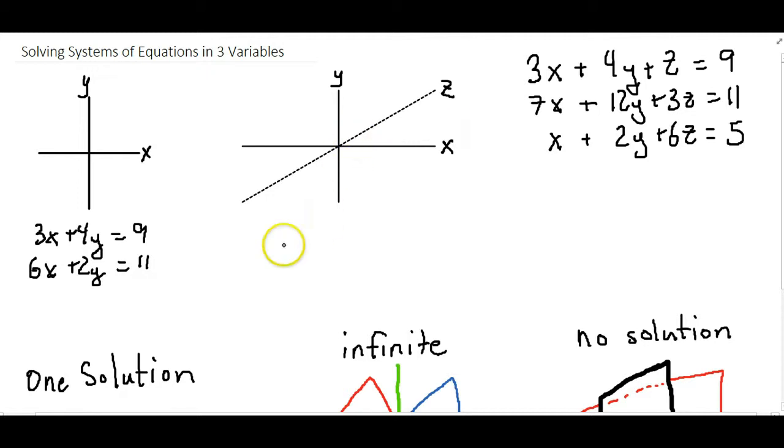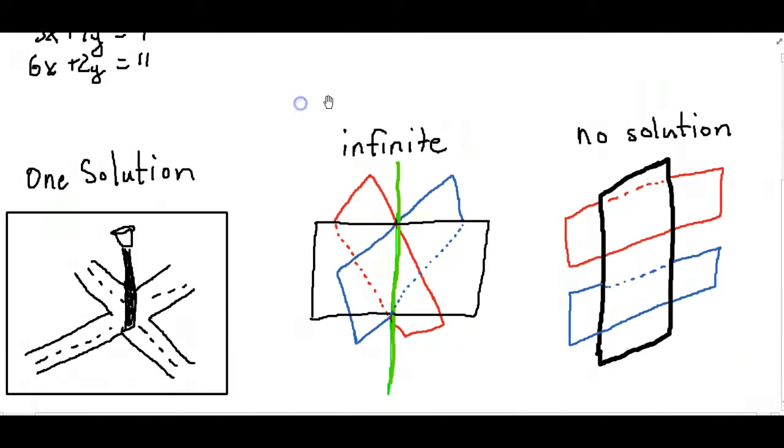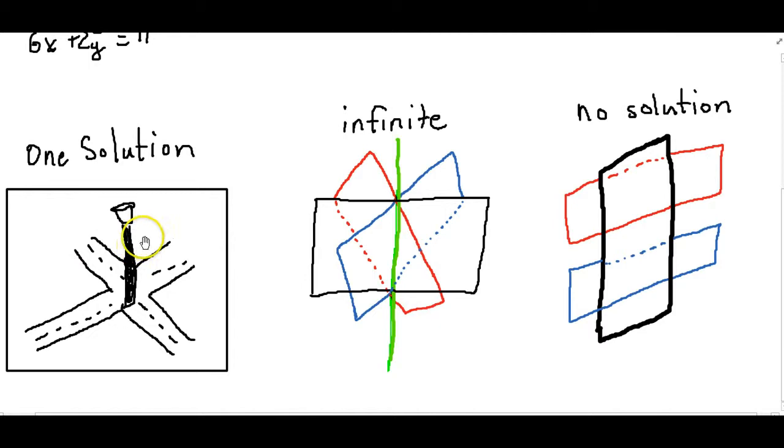So you can get one solution, which means that those three planes cross in one point. So basically that would be like two roads intersecting, that's your x and your y, and then at that intersection you would have a lamppost sticking up vertically. So that intersection is where all those three things come together, our x, our y, and our z.